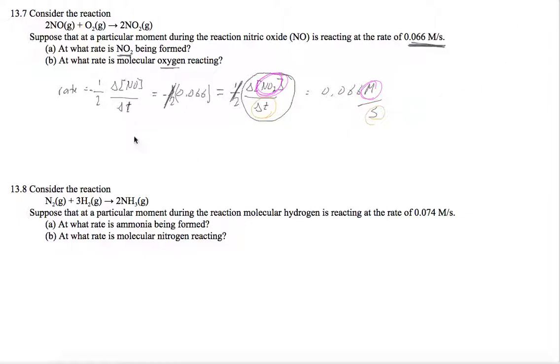Now if we're going to be doing molecular oxygen, we would have negative 1/2 0.066 is equal to change in concentration of oxygen over the change in time. And since there's no fraction on this side, it just becomes half that, so it comes out to be 0.033 molar per second. All right, so there's that. Number 8 is the exact same thing, so I'm not going to do that one.